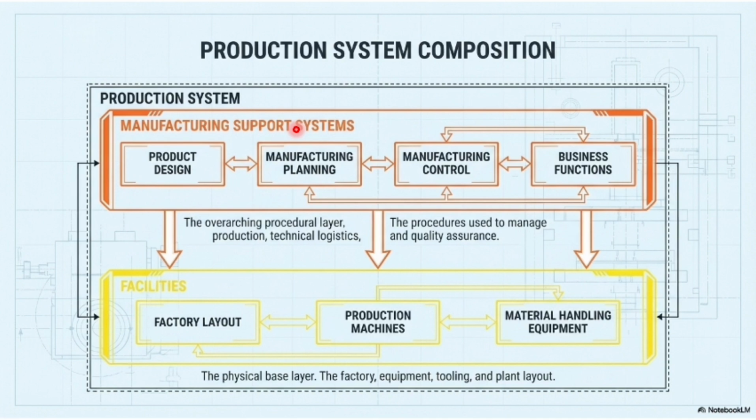In real industrial practice, problems often occur when these two parts are not aligned. For example, planning may demand output that the machines cannot realistically achieve, or the layout may not support smooth material flow. Now that we know the structure of a production system, let us look at the actual operations performed inside manufacturing.